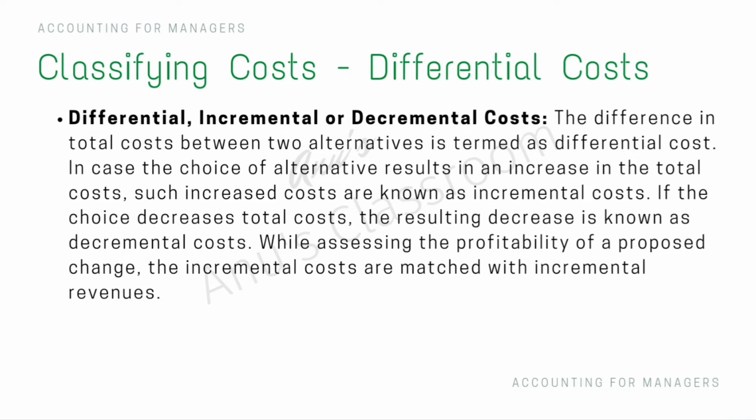Differential, that is incremental or decremental cost, is the difference in the total cost between two alternatives. In such cases, the choice of alternative will either result in an increase in the total cost, which is called incremental cost, or a decrease in total cost, which is known as decremental cost. And while we assess the proper profitability of a proposed change, these incremental costs have to be matched with incremental revenue. That is, if choosing to take a particular course of action will make you put up an additional capital of 1,000 rupees.